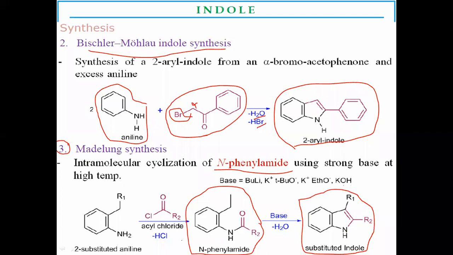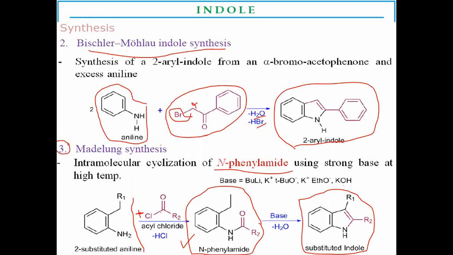Here, for the formation of N-phenylamide, it requires aniline. Substituted anilines react with acyl halides. Here, acyl chloride is used. They react with the substituted anilines to form the amides, that is N-phenylamide. That amide undergoes intramolecular cyclization in the presence of a strong base. It will produce substituted indole, 2,3-substituted indoles. That type of synthesis is called Madelung synthesis.